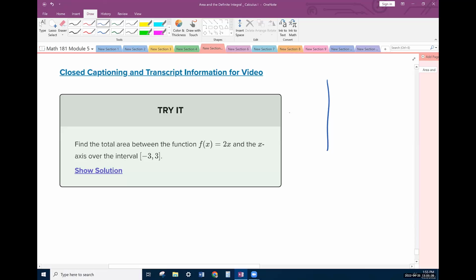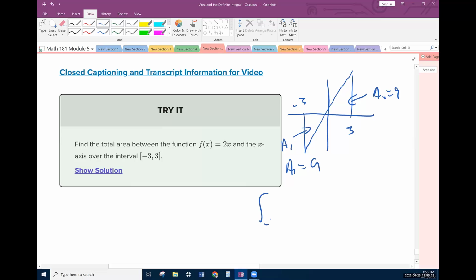If you recall on this one, the graph was something like this. That's 3. This is -3. Area 1 is 9. Area 2 is 9. So our integral from -3 to 3 of the absolute value of 2x dx is going to be area 1 plus area 2, which is 9 plus 9, which is what? 18.